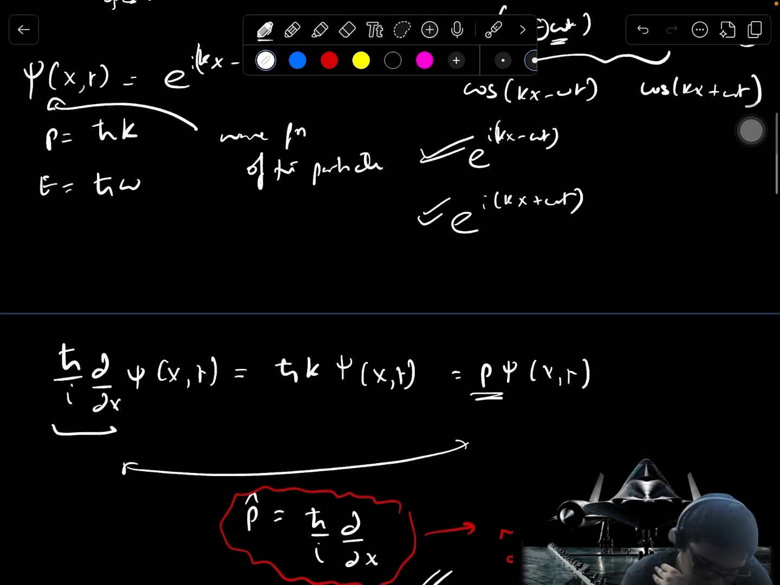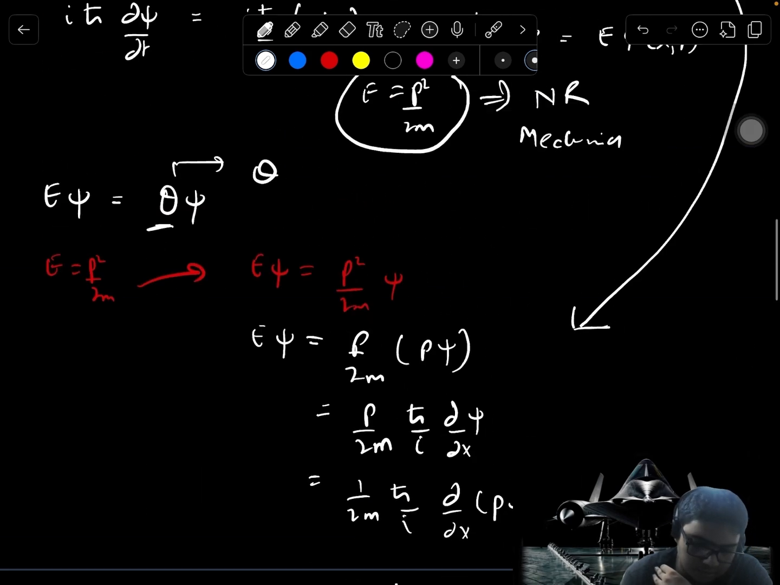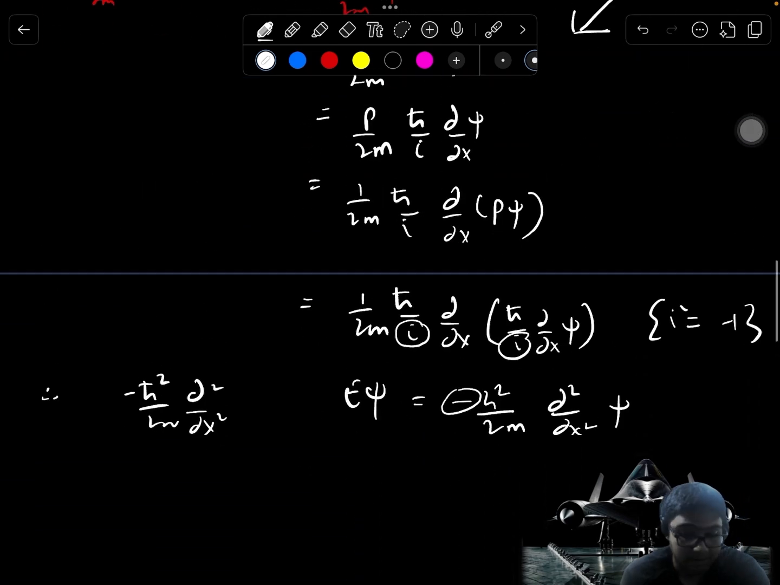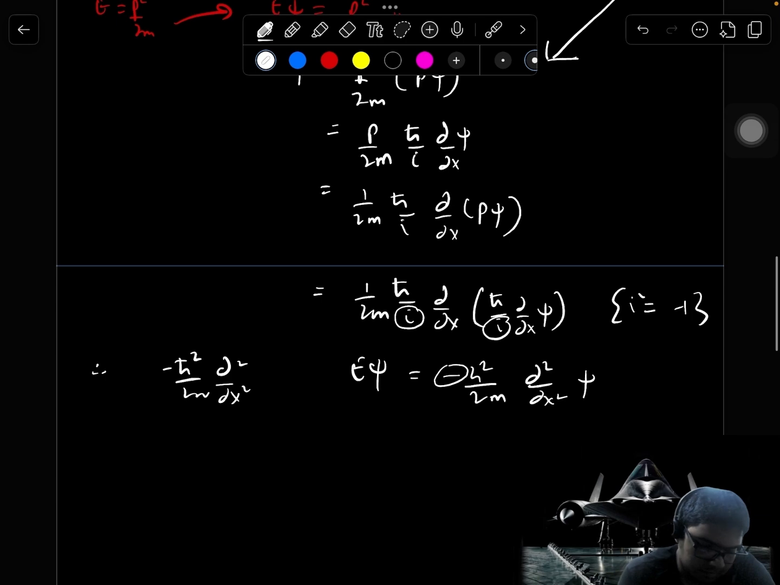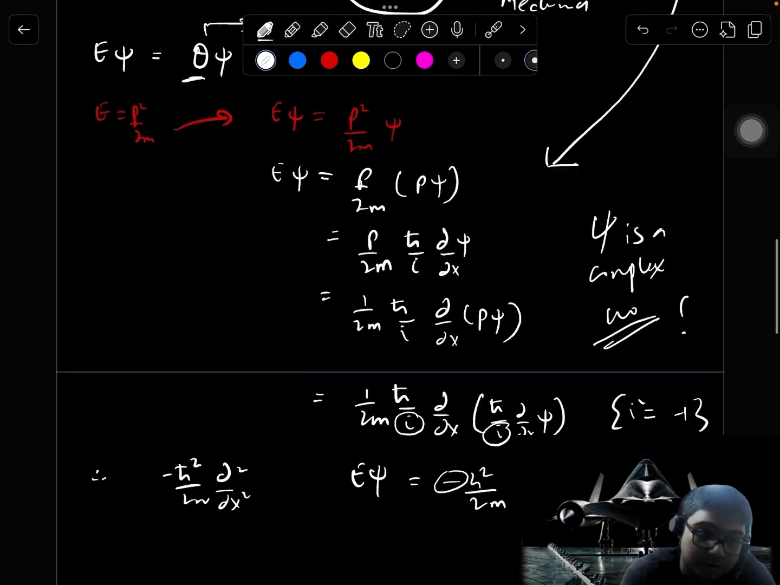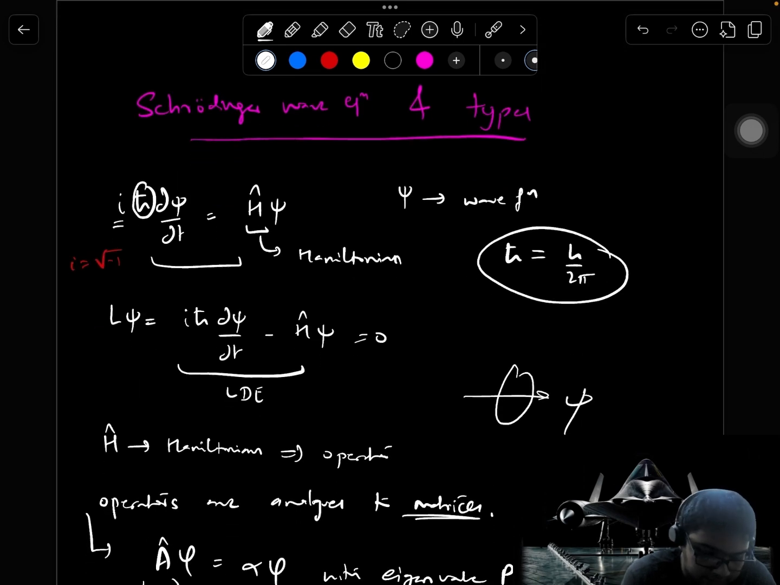We also see that psi is a complex number. That is because the part on the left hand side is complex because of the iota. And if psi is real, we get something of the sort of complex equal to real, which is definitely not correct here. So psi has to be a complex number. Just a side note.